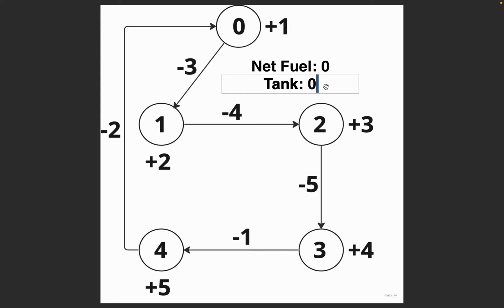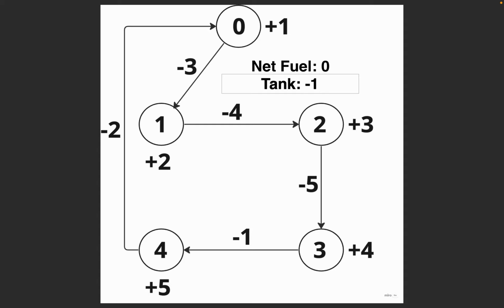Now, at gas station 4, we can actually pick up 5 gas. And then we take the road, which is -2, which leaves us with 3 gas as we enter gas station 0. Now, we do +1, which is 4, and we do -3, which is 1. Now, at 1, we have 1 gas. Now we do +2, which is 3, and then we do -4, which is -1. Now, we have failed. We cannot even reach gas station 2.